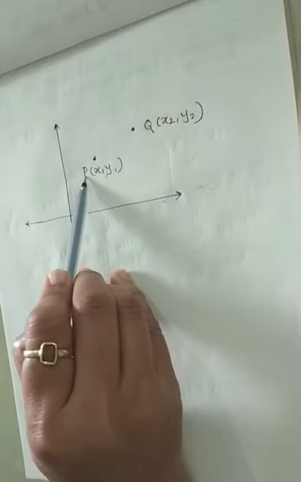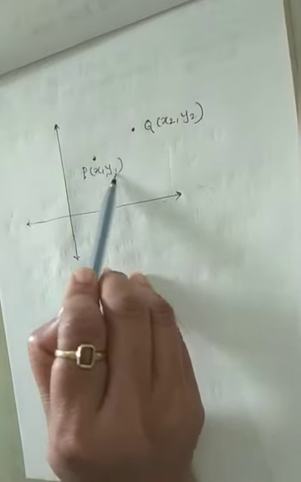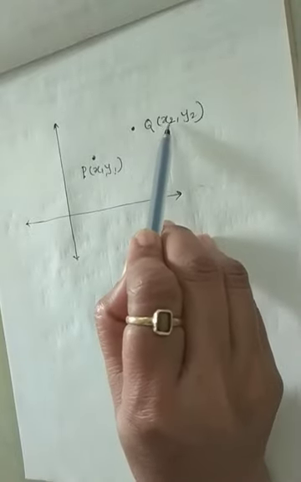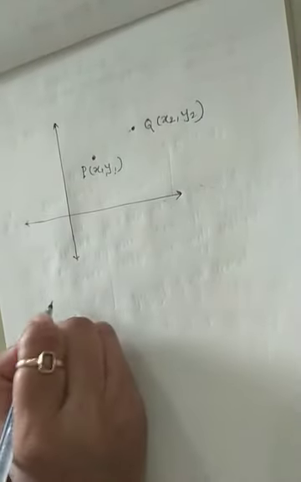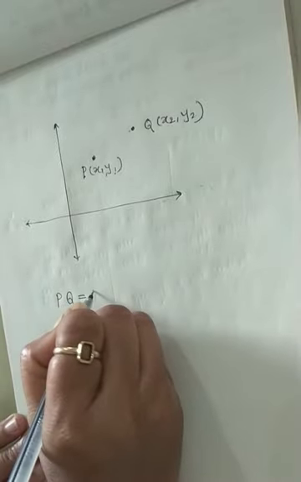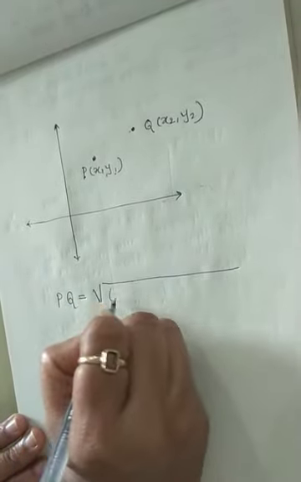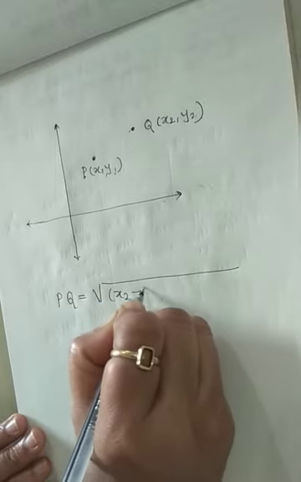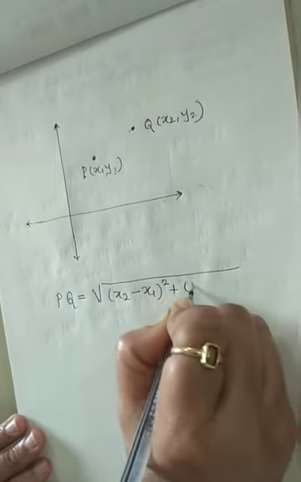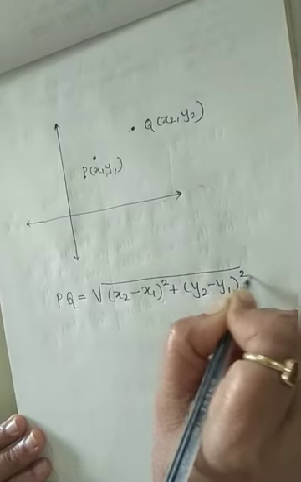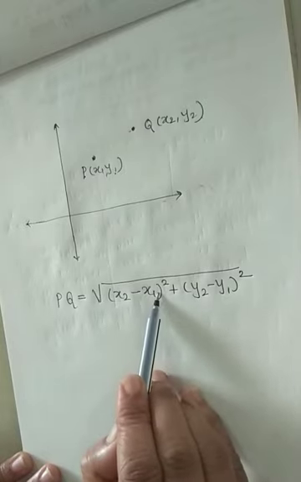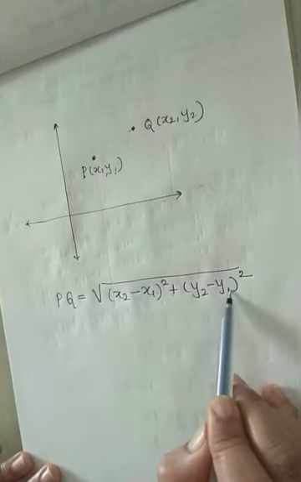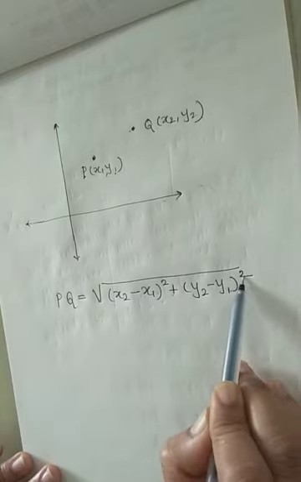Now, there is a distance formula given to find the distance between two points, suppose P and Q. The coordinates of P are (x1, y1) and the coordinates of Q are (x2, y2). And we have to find the distance between these two points. Now the formula is PQ is equal to under root (x2 minus x1) whole square plus (y2 minus y1) whole square. Now this is the difference between the abscissas squared plus the difference between the ordinates squared.